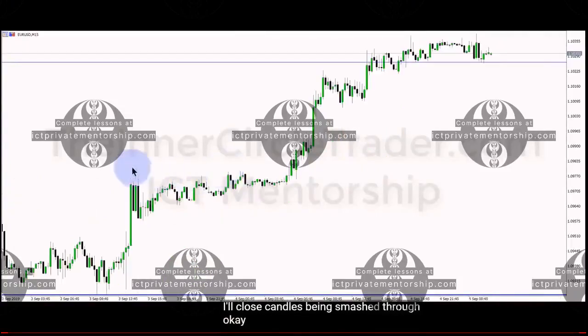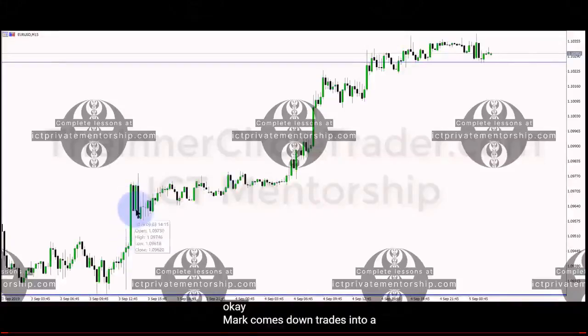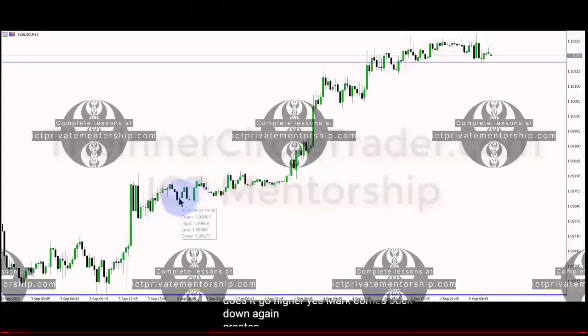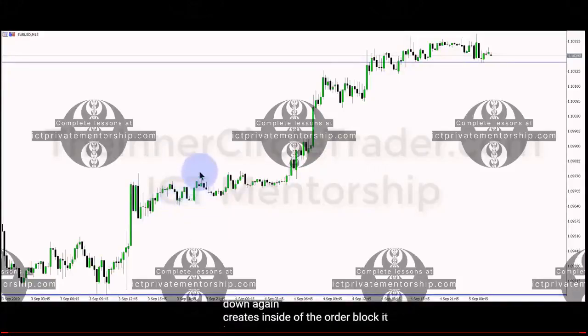Market comes down, trades into a bullish BISI, buy side imbalance, sell side inefficiency, fair value gap. Price starts to go higher. Every down close candle, when we trade back into it, it supports price and sends it higher. This is the largest down close candle from this move here. The market trades back down into it. Does it go higher? Yes. Market comes back down again, trades inside the order block, it leaves it.